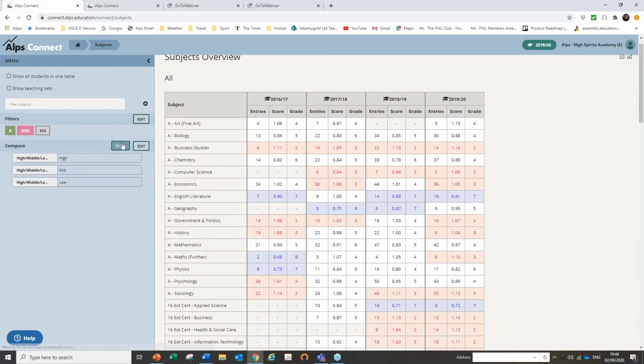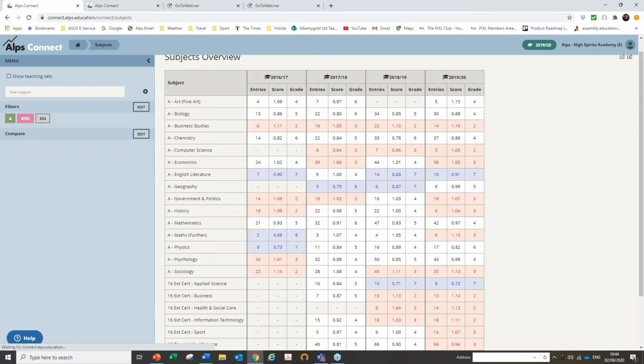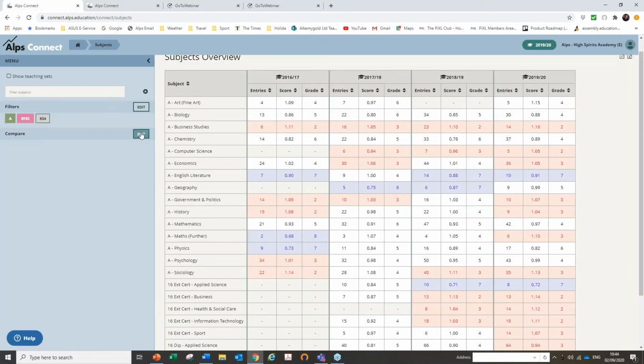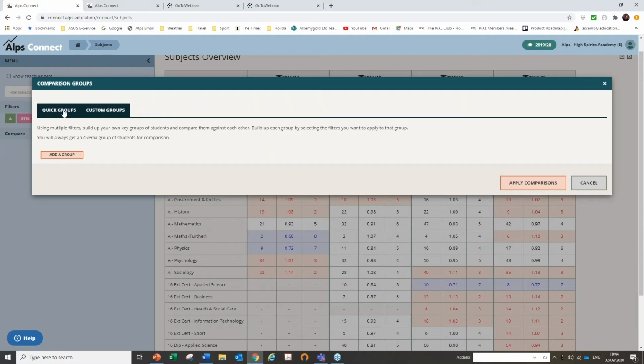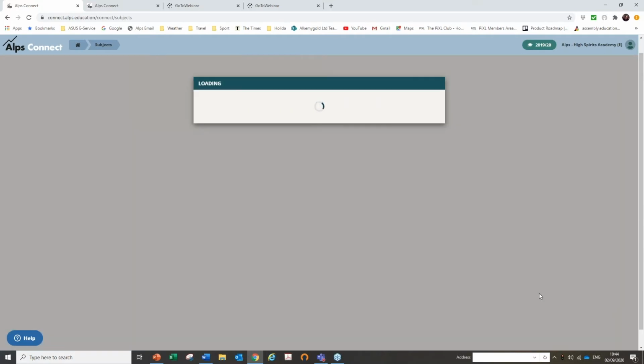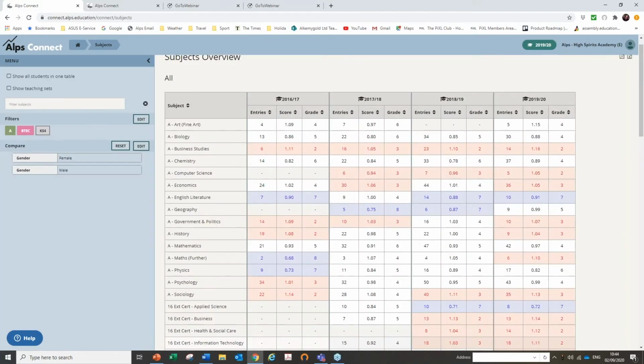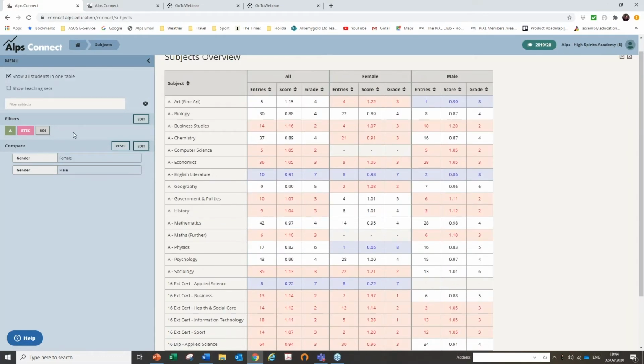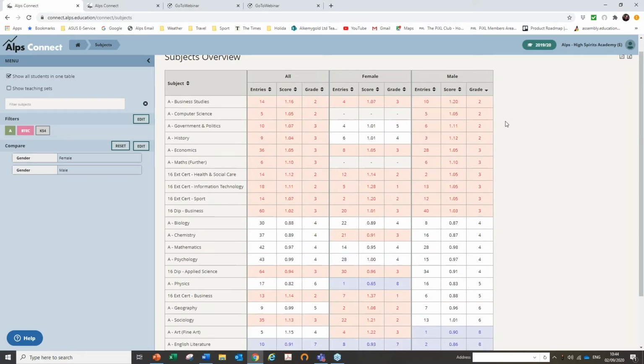I'm going to get rid of that now and reset and just dip into a couple of others. I'm going to compare next by gender and apply that comparison. And again, we'll have to show all students in one table. And I'm going to sort by male grade.